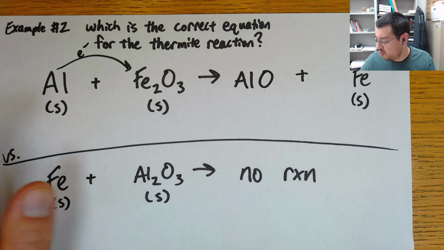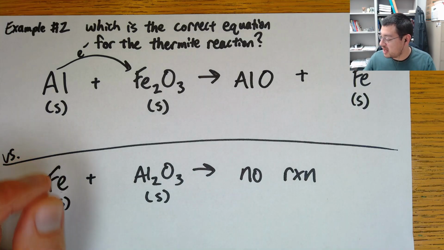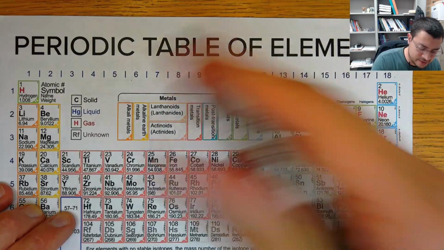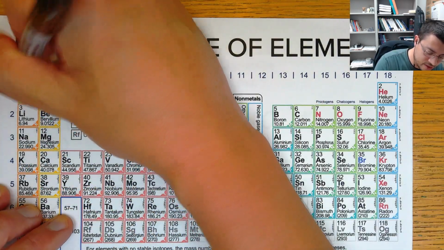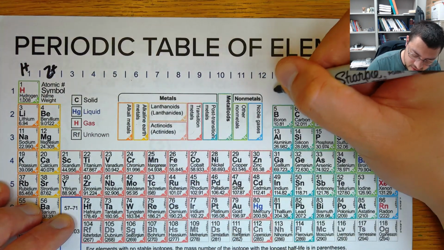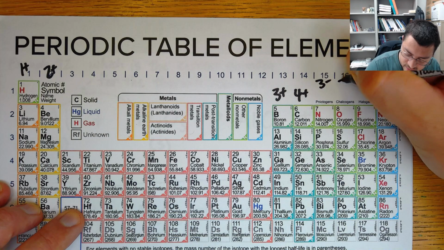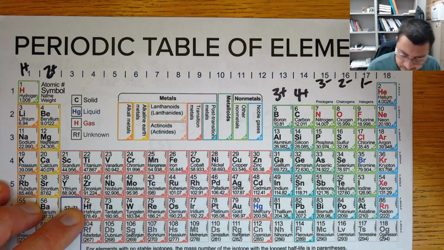This is where the periodic table comes in, and you consider all your charges. We don't have any polyatomic ions here, so we can just stick with the periodic table. 1 plus, 2 plus, 3 plus, 4 plus, 3 minus, 2 minus, 1 minus, 0.